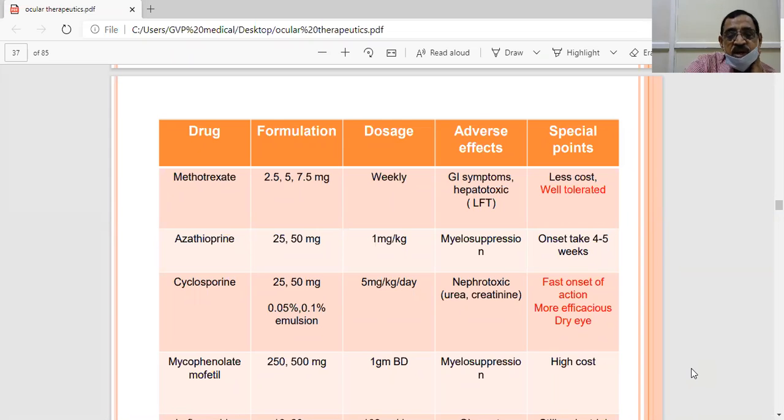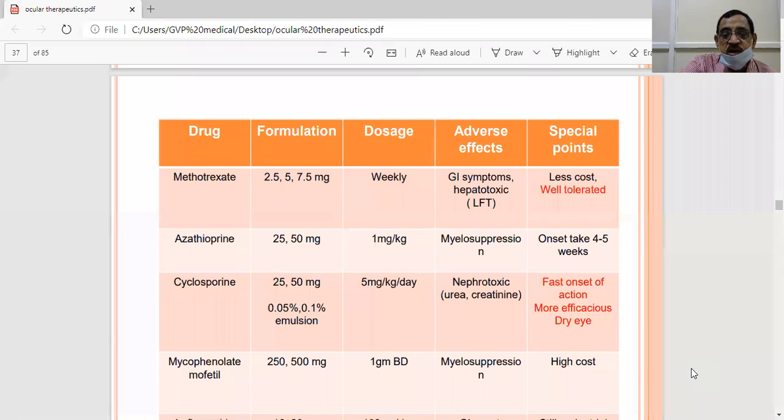Azathioprine is available in 25 to 50 milligrams, and the dosage is 1 milligram per kilogram body weight. The adverse effects are myelosuppression, and onset takes about 4 to 5 weeks. And cyclosporine is a commonly used drug, available in 25 to 50 milligrams, and also in 0.05% to 0.1% emulsion. 5 milligrams per kilogram body weight per day is given.